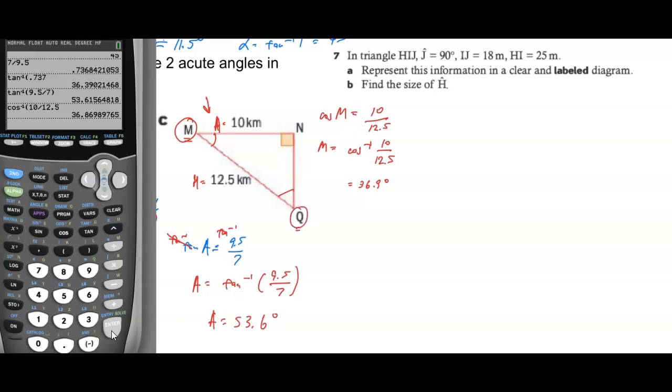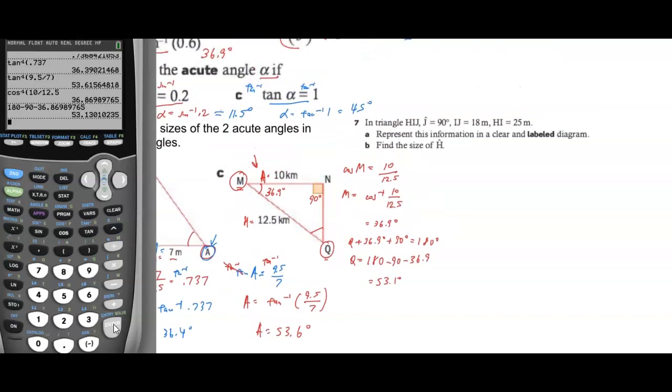Okay, what about Q? Let's find Q a different way. Since this is a right triangle, this would be 90 degrees. This is 36.9 degrees. We could find Q by doing Q plus 36.9 degrees plus 90 degrees is equal to 180. So Q is equal to 180 minus 90 minus 36.9. So we could just do 180 minus 90, which is 90 of course, minus 36.9. The answer is 53.1.